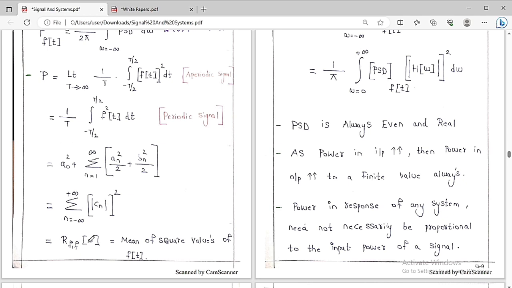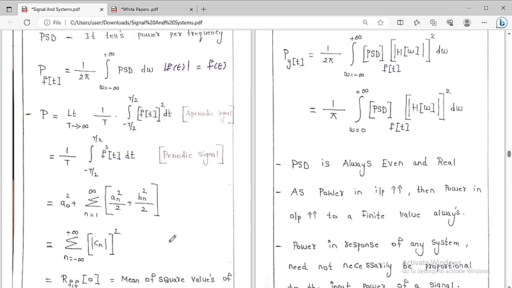What is the value? That value is nothing but the amount of power which is going to be present in the signal. So it is the mean of the squares of the values of f of t. So this is nothing but the mean of square values of f of t. So this is what I am trying to tell you.